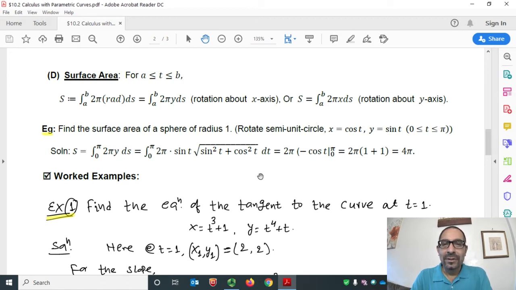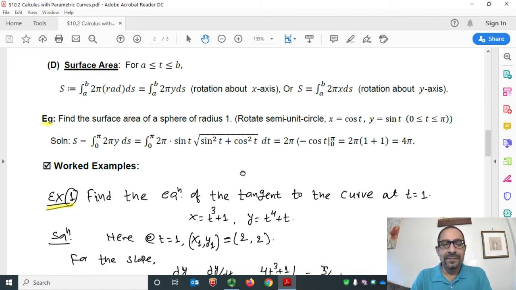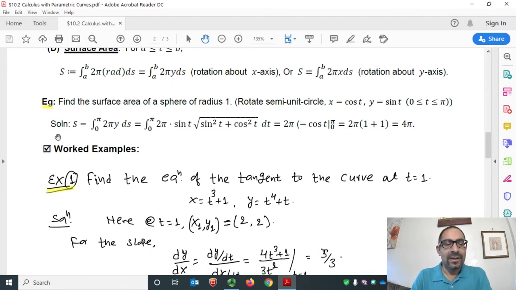Great. Quick example. Find the surface area of a sphere of radius 1. That means rotate the semi-unit circle, x equals cosine t, y equals sine t, about the x-axis. So, solution. S equals the definite integral from 0 to pi of 2 pi times radius times ds. Our radius is y. We are rotating about the x-axis.